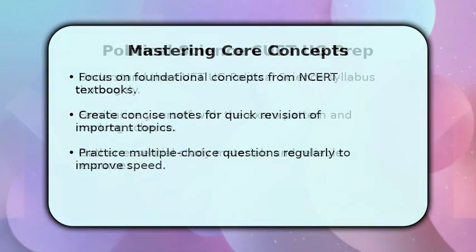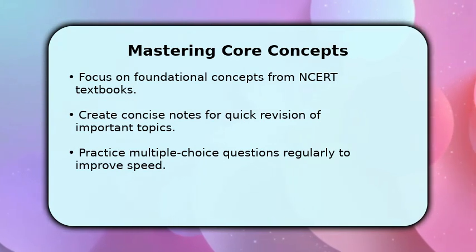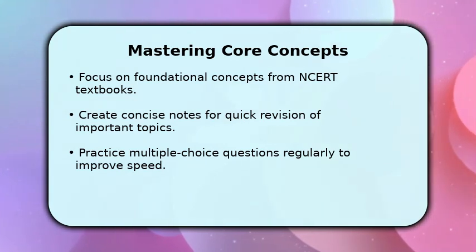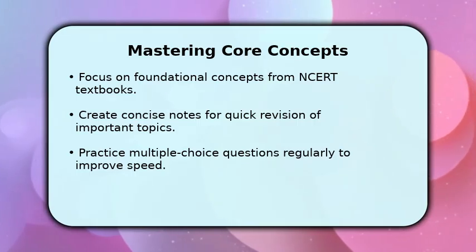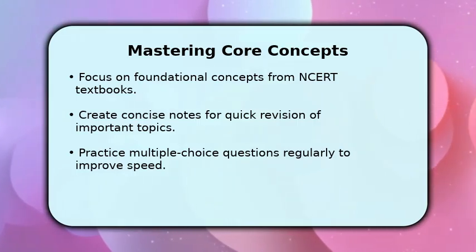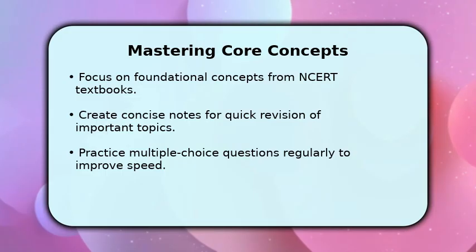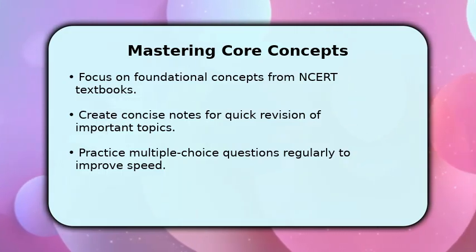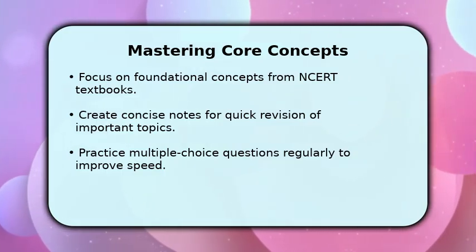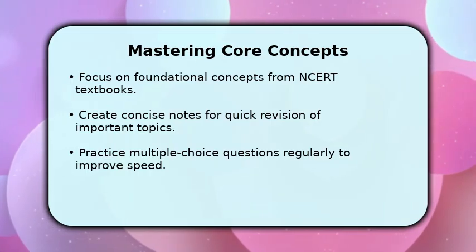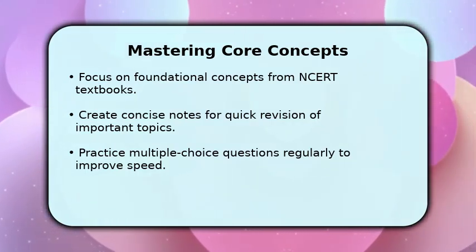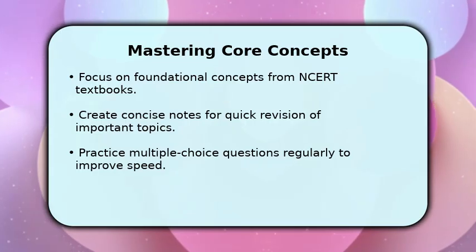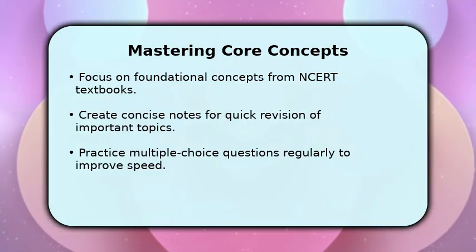preparation. To master political science, begin by thoroughly studying textbooks from classes 11 and 12. These books cover essential concepts like political theories and governance structures. Make sure to create detailed, yet concise, notes for each chapter, highlighting key definitions and historical events. Regular practice with multiple-choice questions is crucial to enhance your speed and accuracy for the exam.